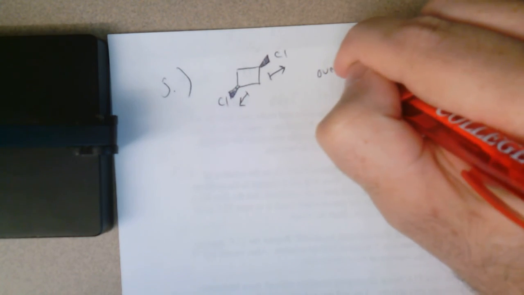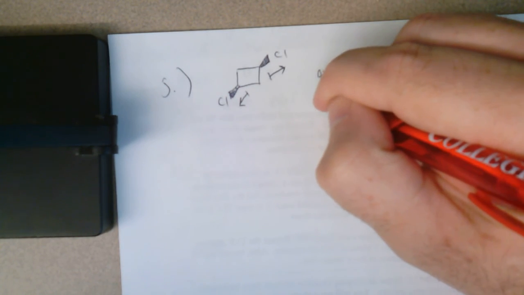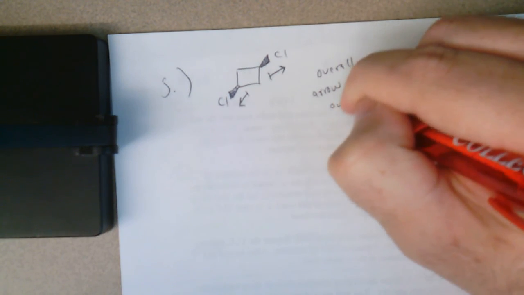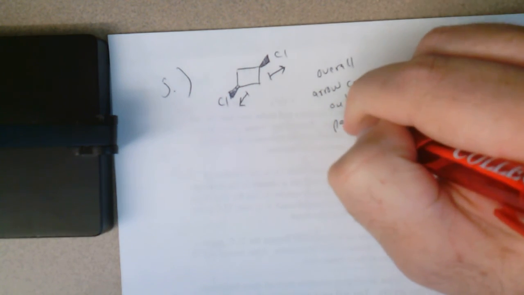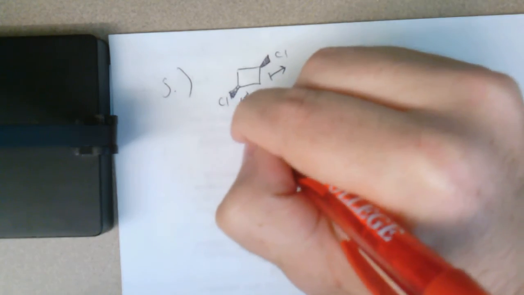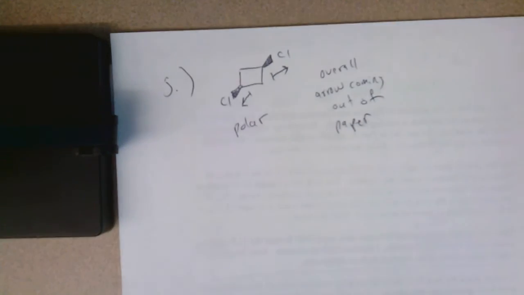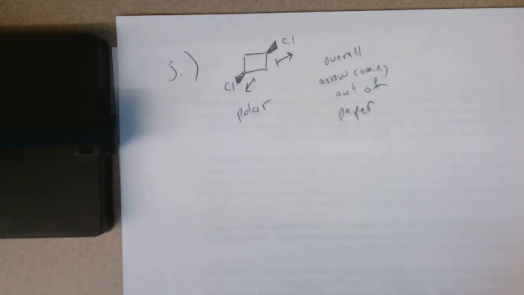So overall, we'll just say arrow coming out of paper. That means it's polar. Its dipole again is kind of on the same side that these chlorines are pointing, that would be where the dipole is.